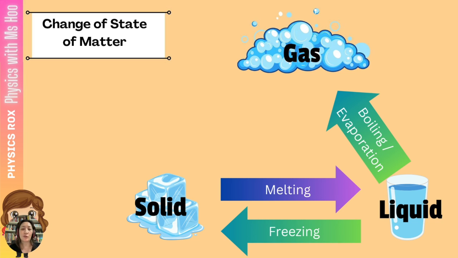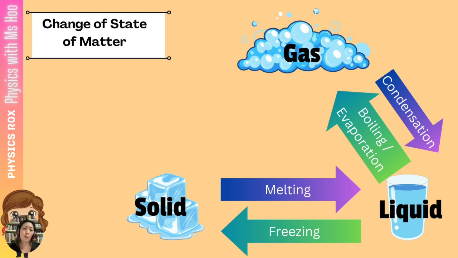When liquid changes to become gas, there are actually two different processes. One is boiling and one is evaporation. Yes, you do need to know how to describe the differences between these two processes, and that will be covered in another video. This process also involves the absorption of heat. When gas changes to liquid, the process is known as condensation, and heat is being released during this process.